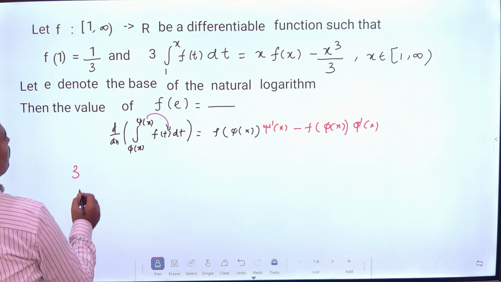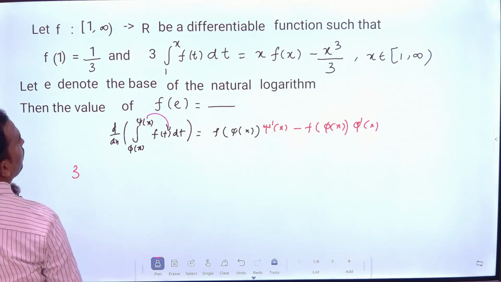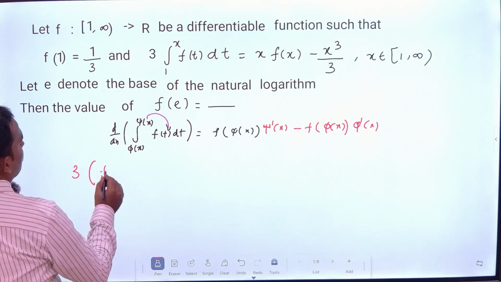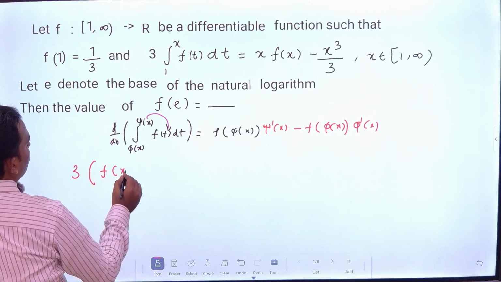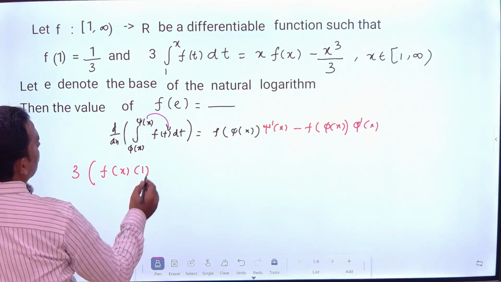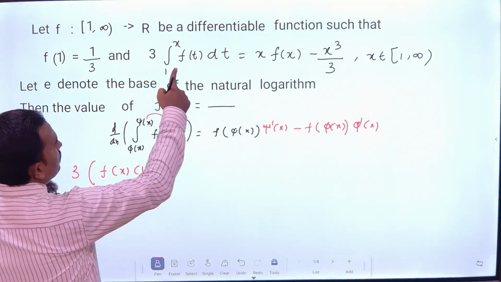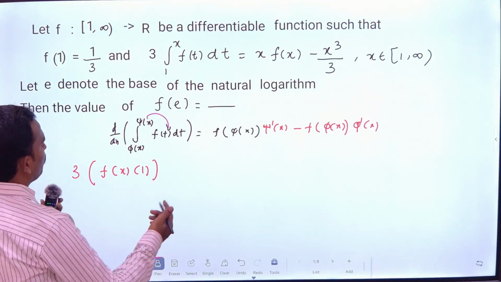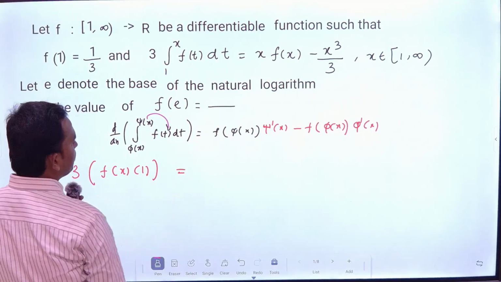What is the question? 3 times, you apply the upper function. So what is the upper function here? x. You apply it into f, so f of x, and differentiate x, you'll get 1. And minus, if you differentiate the lower limit, it will be 0, so you leave that one as it is.